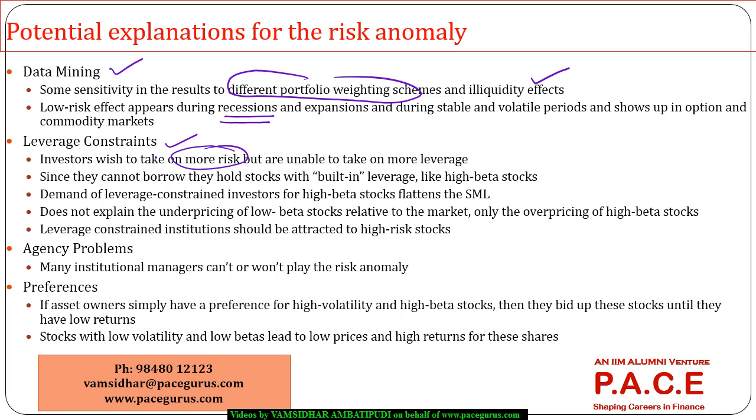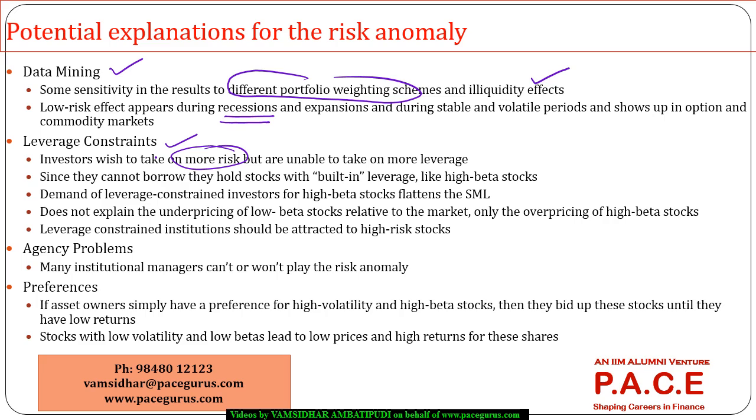so they are holding stocks with built-in leverage. They have high beta stocks with them. Because of that, the more high beta stocks they hold, and with constraints on leverage, the security market line, the SML, is getting more flattened. So that's the reason the underpricing of the low beta stocks relative to the market is happening, but this model does not take into consideration why the low beta stocks are relatively underpriced. It is only talking about high beta stocks going more and more overpriced.